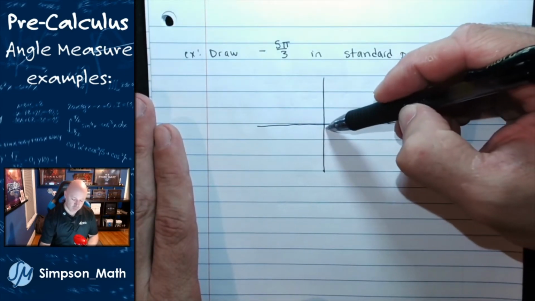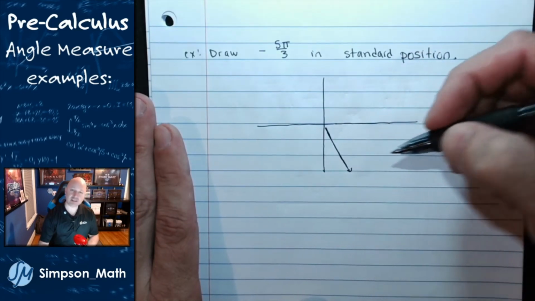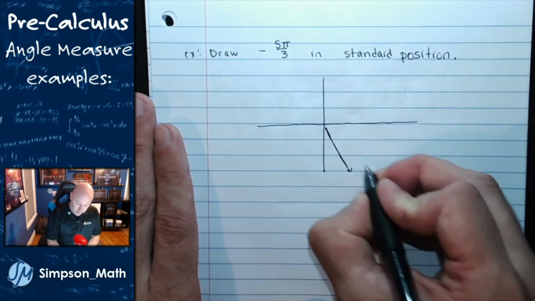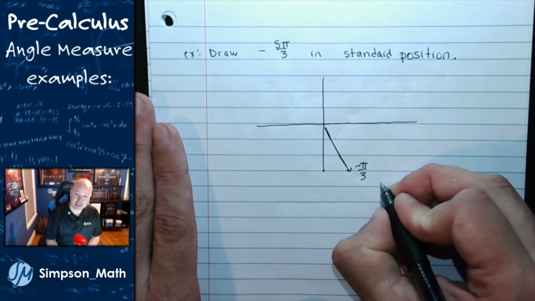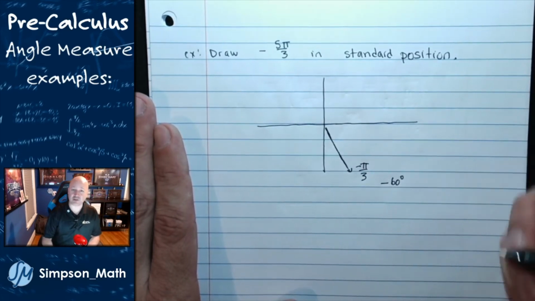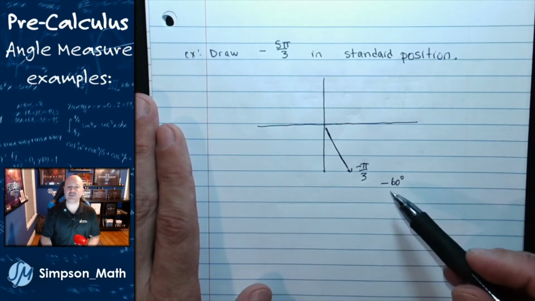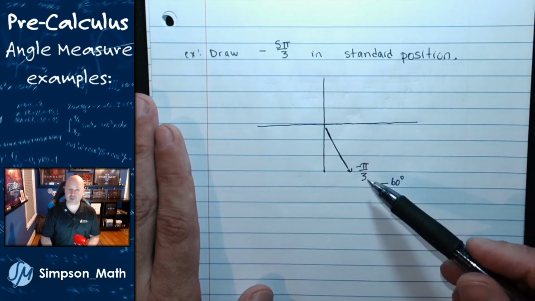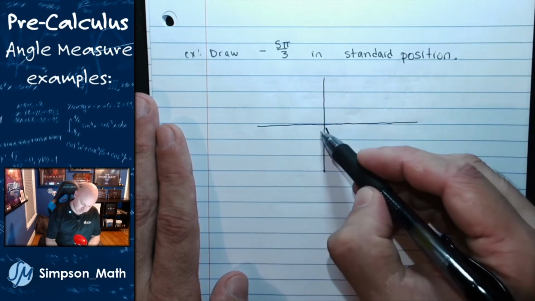Pi thirds. I know what negative 1 pi thirds looks like. We just said it's equivalent to 60 degrees. So negative pi thirds is the same thing as negative 60 degrees. And I'm going to start counting by those 60 degrees, or by those negative pi thirds. Another one of these would be negative 120.